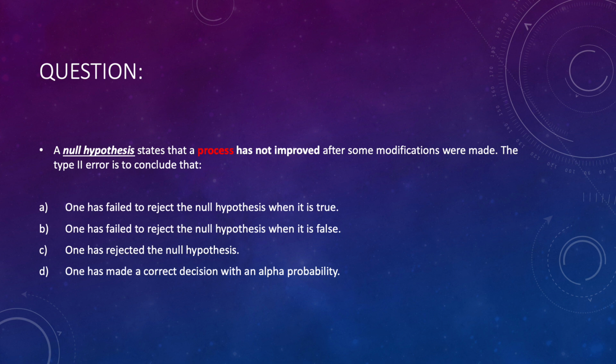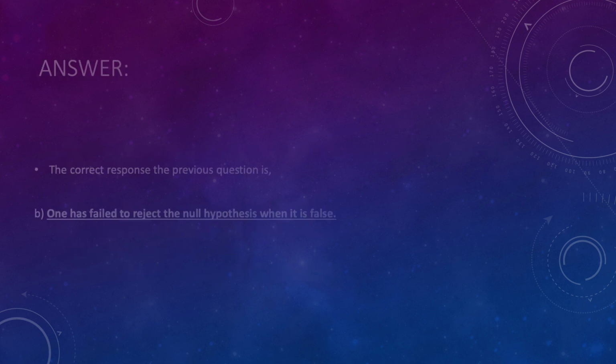The type 2 error is to conclude that A. One has failed to reject the null hypothesis when it is true. B. One has failed to reject the null hypothesis when it is false. C. One has rejected the null hypothesis. And D. One has made a correct decision with an alpha probability.